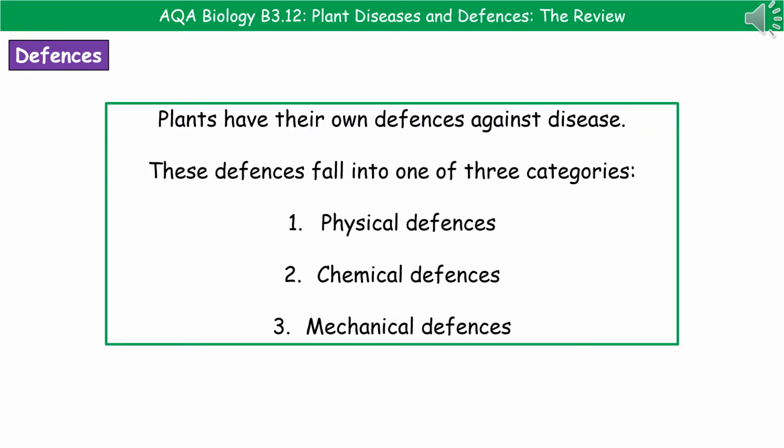One thing that we do need to bear in mind though is that plants aren't these poor things that require human intervention to keep them alive. You know, they're not as ridiculous as a giant panda, for example. What we actually have here are organisms that have a whole range of their own defences against disease. And these defences fall into one of three key categories. They're either physical, chemical, or mechanical defences.